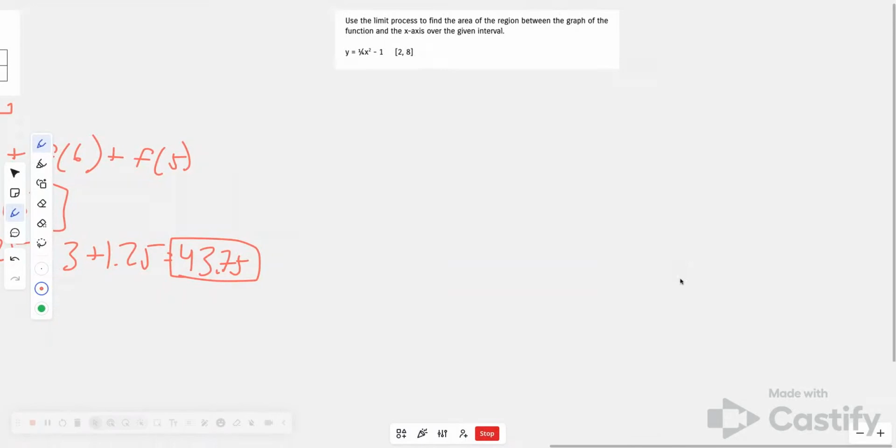Okay, so for our last question, we have a limit process. So it's asking us to find the area of the region between the graph of the function and the x-axis over the given interval.